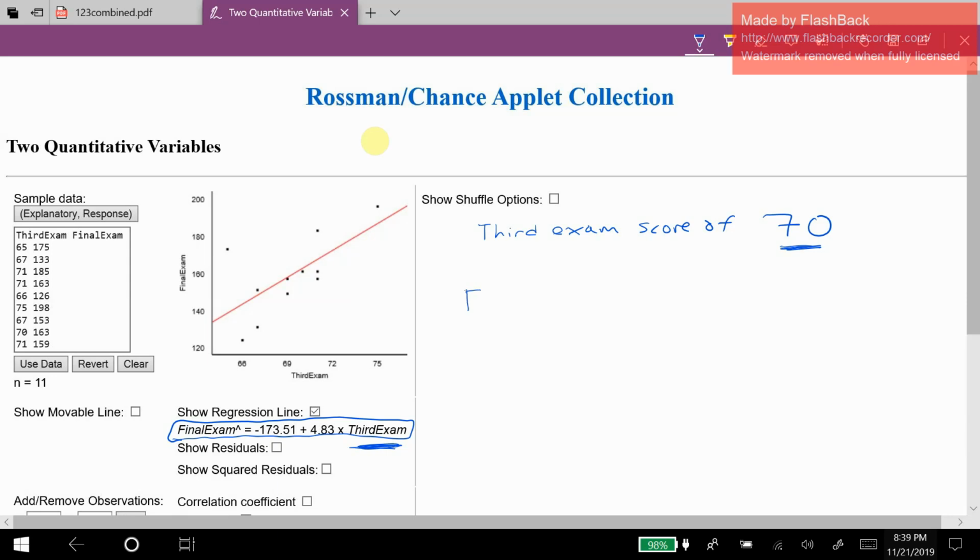So that would be final exam, and a lot of times we're using a hat on that. Well, it's not a great hat, but you can pretend you'd wear that. So we put a hat on the final exam equals negative 173.51 plus 4.83 times 70.